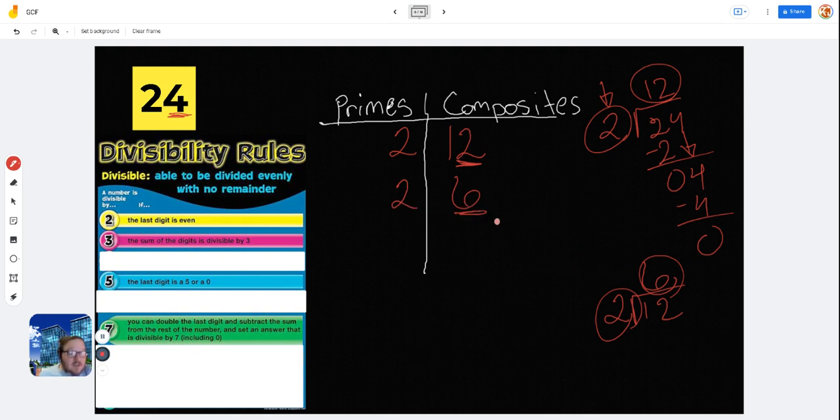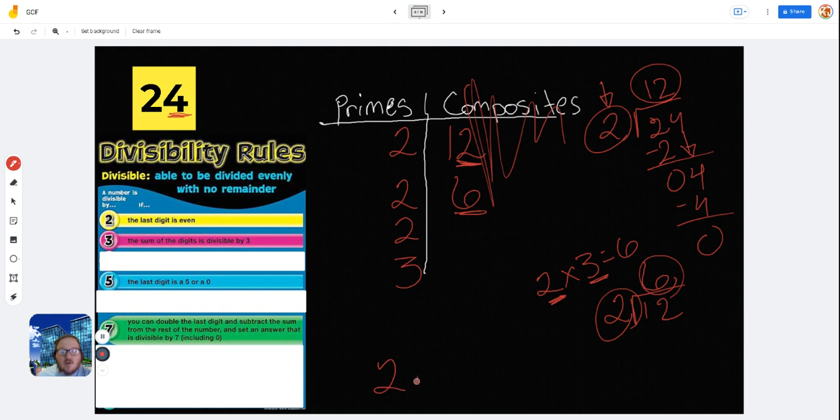Now, I got to deal with 6. I can count by 2's to get to 6, right? It's an even number. 2, 4, 6. That's 2 times 3 gives me 6, right? So these are both factors. They're both prime factors, 2 and 3. And I'm done. I don't need this anymore. But I know if I wanted prime factors, the prime factors of 24, I know that it would be 2 times 2 times 2 times 3. That would all equal 24.